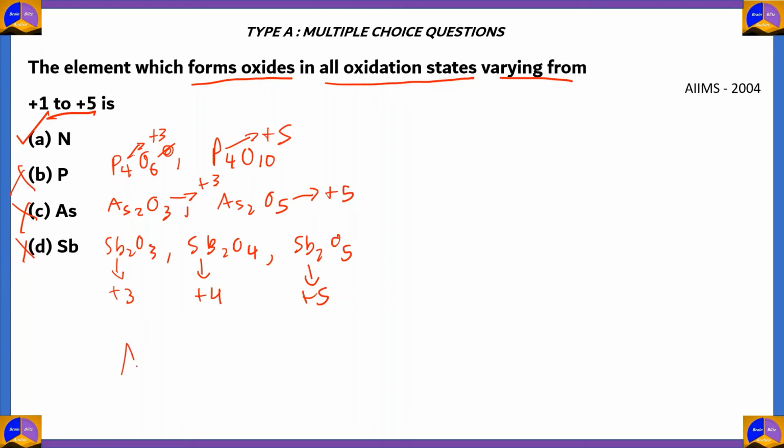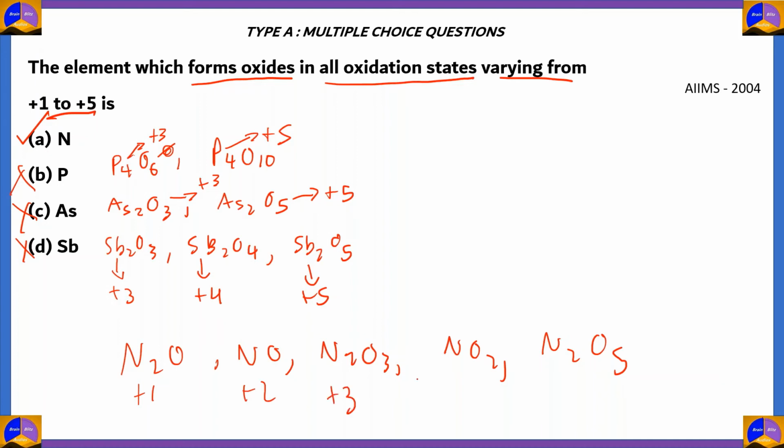The oxides of nitrogen include N2O, NO, N2O3, NO2, N2O5. There are many more, but these just suffice. N2O has +1, NO has +2, N2O3 has +3, NO2 has +4, N2O5 has +5 oxidation state. So therefore, option A, nitrogen, is the right option.